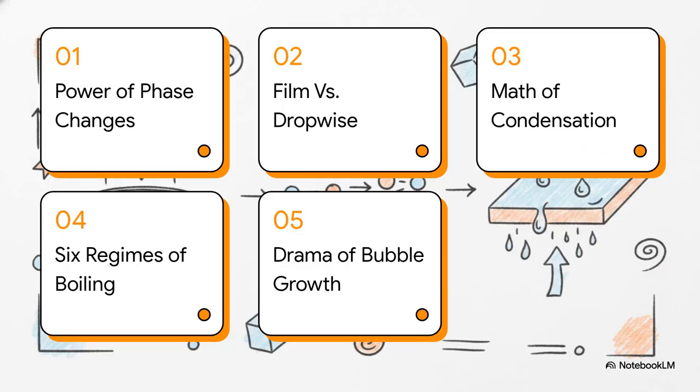Here is our roadmap for today. 1. The power of phase changes. 2. Film versus Dropwise condensation. 3. Math of the condensation film. 4. The 6 regimes of boiling. And 5. The drama of bubble growth.